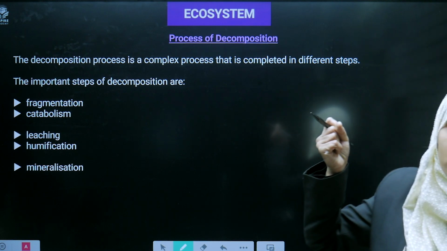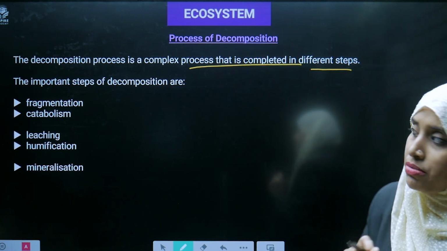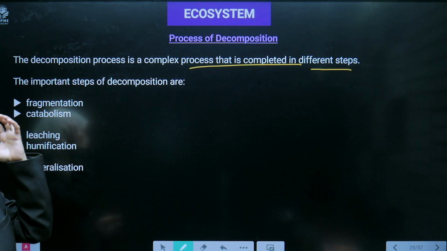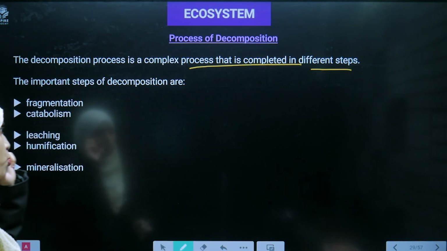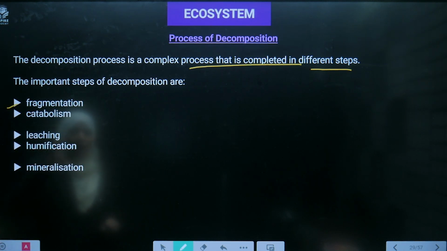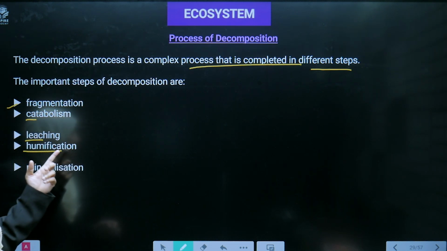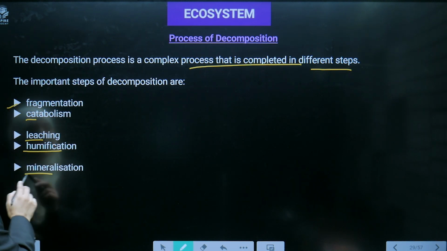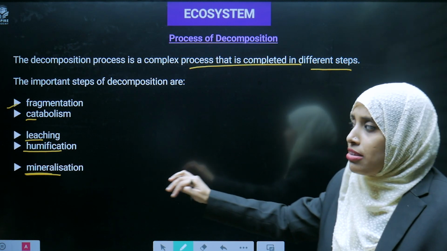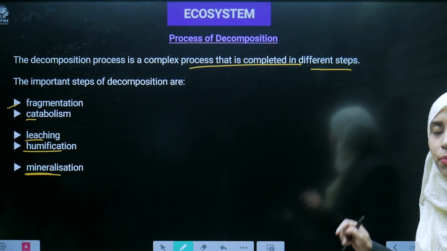Now the process of decomposition, how does it take place? The decomposition process is a complex process and is completed in different steps, not in a single step. So the important steps of decomposition: first, fragmentation takes place, in which complex organic material is broken down into simpler pieces, okay, into smaller pieces. So fragmentation is the first step. After that, catabolism, the breakdown process. Then leaching, humification, that means humus formation will take place. And finally, mineralization, it will be converted to minerals. So all these steps are performed only by the decomposers, and decomposers help in decomposition.